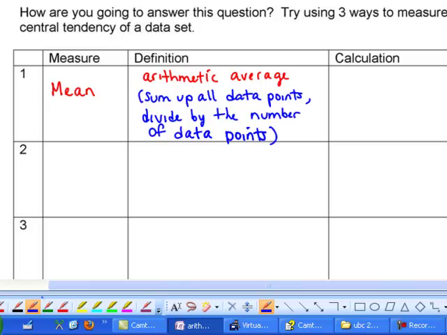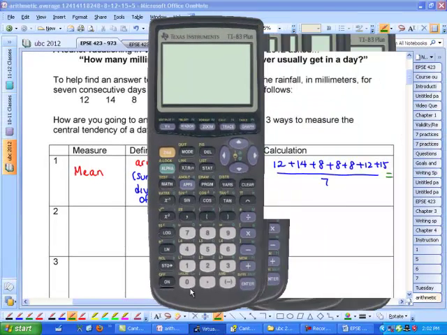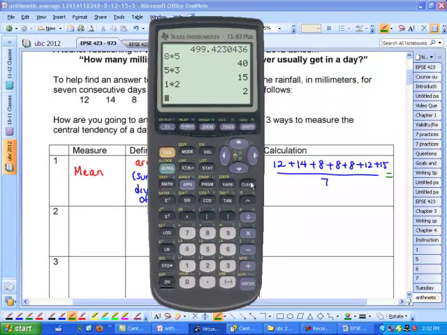And in this example, if we were to do the same thing, we just take all the data points, so 12, add that to 14, add that to 3 of the 8s, another 12 and a 15, and then we will divide by the number of data points. There are 7. Let's see what you get when you add them all up. I'll bring out my calculator. You can bring out yours too.